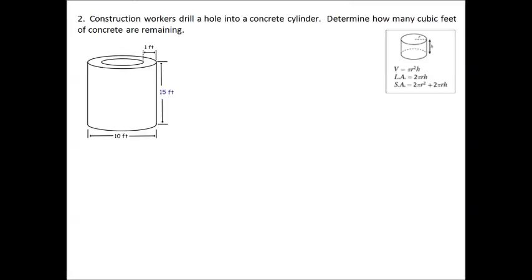On to our next example. Construction workers drill a hole into a concrete cylinder. Determine how many cubic feet of concrete remain. So in this problem we have to find the volume of a cylinder, but we have a hole in there and we have something remaining, so that means we need to subtract stuff. We're going to use the formula for the volume of a cylinder, which is V is equal to pi r squared times h, and that will give us the volume of a cylinder.